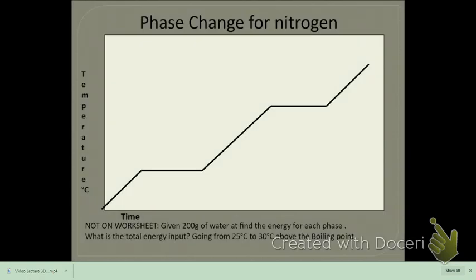Okay, so let's look at the second one. This time, I'm given 200 grams of water. So this is not nitrogen. This is actually water. To find the energy for each phase, I need to know the total input. My water is going from 25 degrees Celsius to 30 degrees Celsius above the boiling point. Okay? So, again, remember we have the melting point in the chart. We have the boiling point in the chart. And we'll give you that, though you should know what those are by heart anyways. They'll surprise you once we go through.